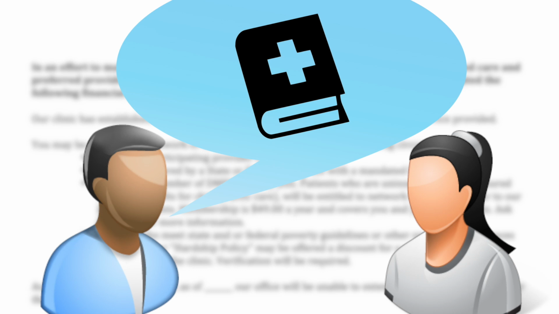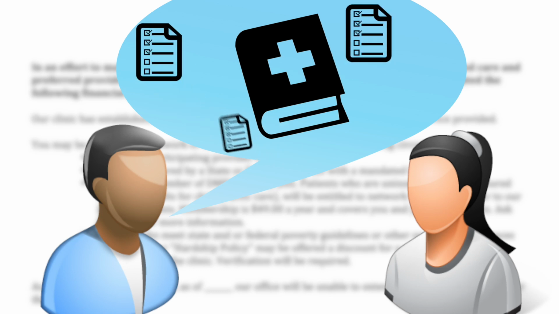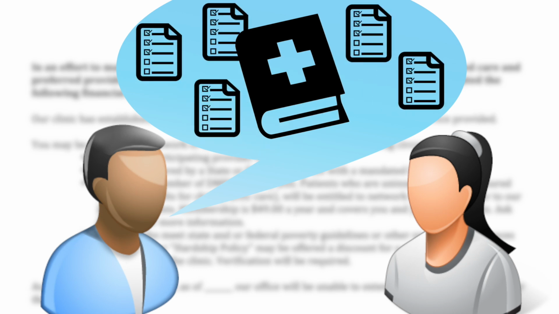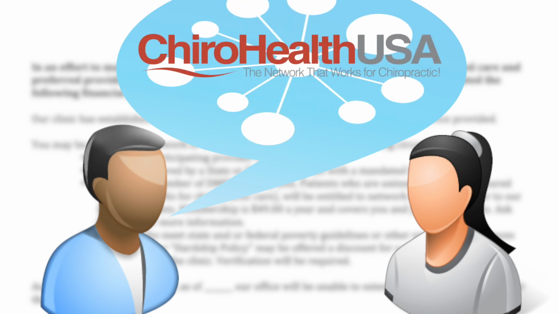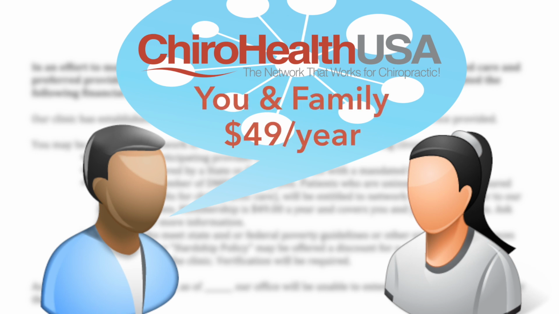So let's look at an example conversation to see what this might look like. "Mrs. Smith, I'm sure you are aware of changes in healthcare due to new government rules and regulations. In order for me to continue to offer you a reduction of my fees, you will need to belong to a network. I recommend ChiroHealthUSA. For just $49 per year, it covers you and your family. This legally allows me to reduce my fees for you and give you the same great services and not get in trouble with the government. It's kind of like a Sam's Club or Costco for healthcare."